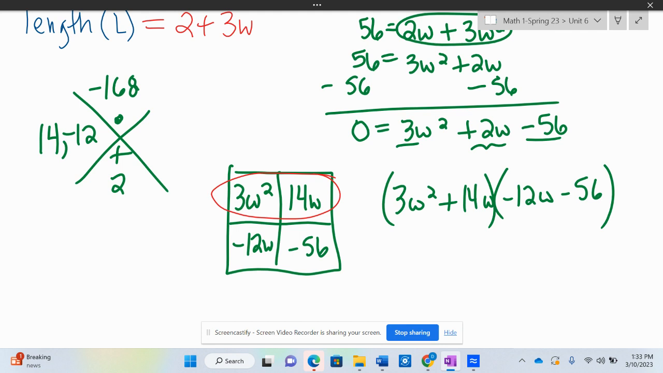What's the greatest common factor between 3W squared and 14W? W, which just so happens to also be the greatest common factor here. So I'm going to take out a W. When I take out a W in the grouping, I'm left with 3W plus 14. What's the greatest common factor here?